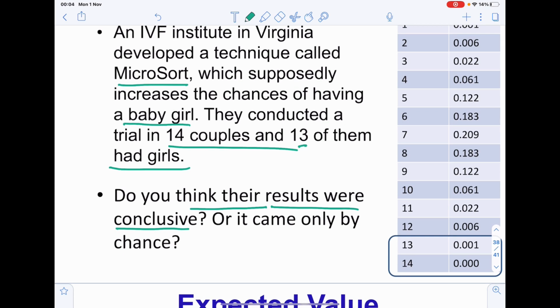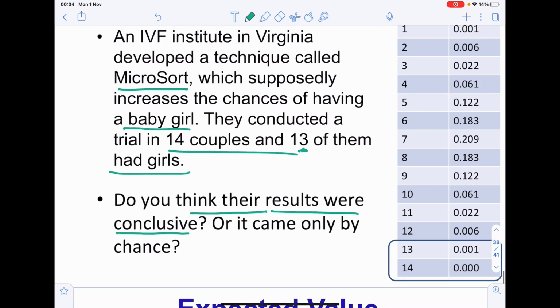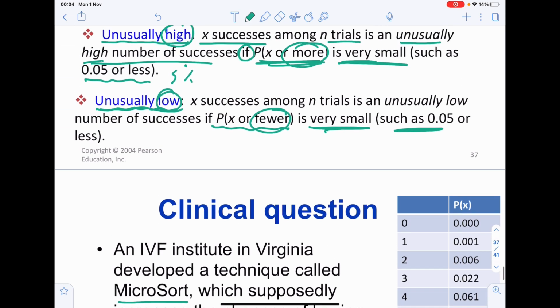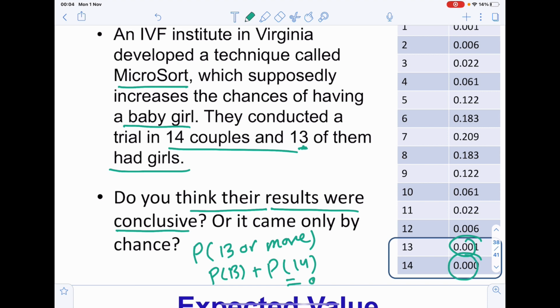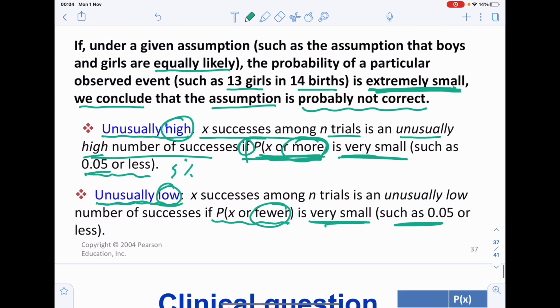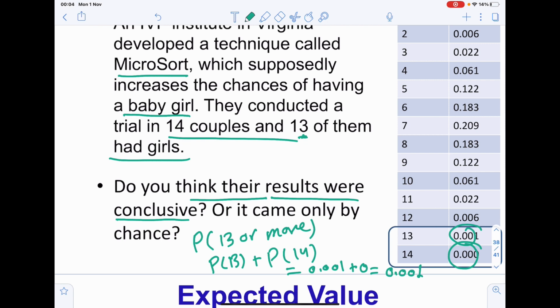Since it says 13 out of 14, we are asked, as we saw here, whether the results were conclusive or came only by chance. So we will calculate the probability of X or more. The probability of X, which is 13 or more, will be the probability of 13 plus the probability of 14. So we add these two probabilities together, which gives us, of course, plus 0, it will be 0.001. As the question said, if it is this or less, it will be unusually high. So the answer here is that it is unusually high, because this is less than 0.05.